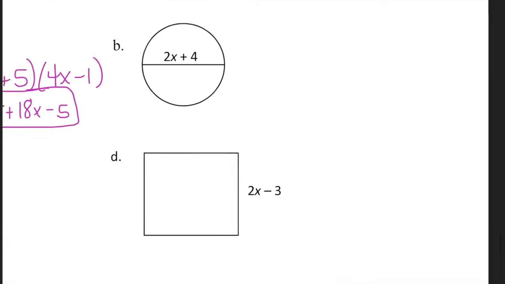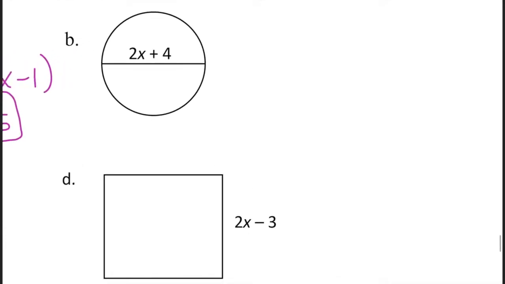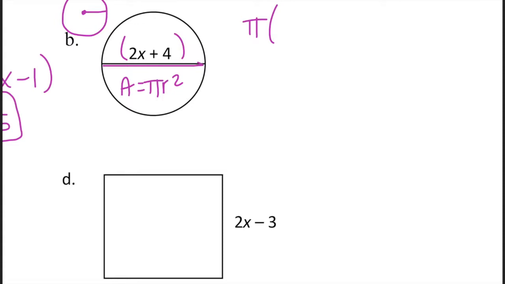All right, now for a circle, it's a little bit different. The area of a circle is pi r squared. So pi times the radius squared. Now, remember r is radius. Radius goes from the center of the circle to the edge. 2x plus 4, they're showing me, is going all the way across, which is the diameter. To find the radius, you cut the diameter in half.